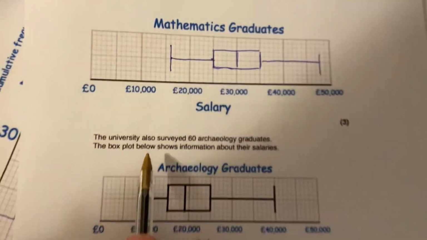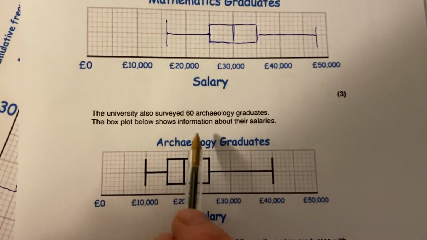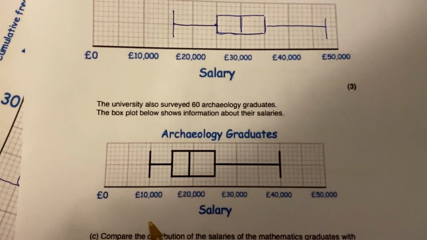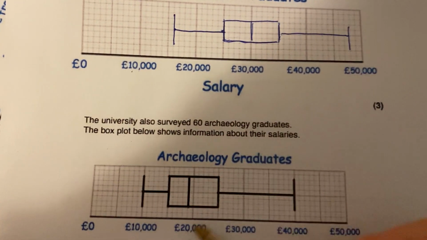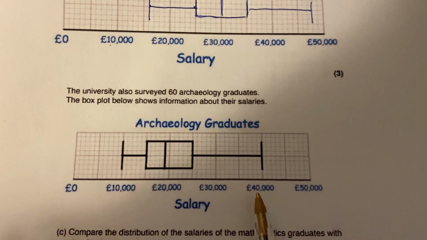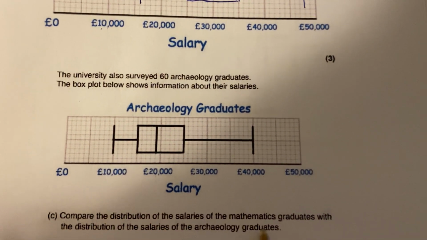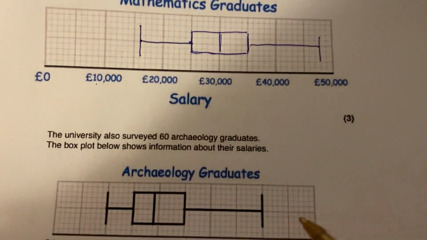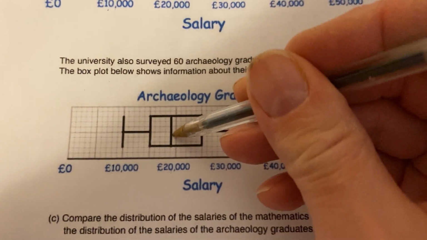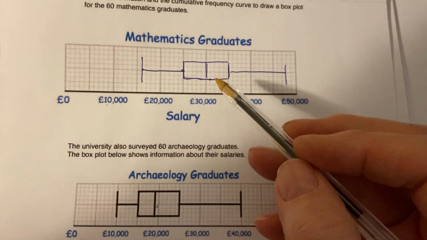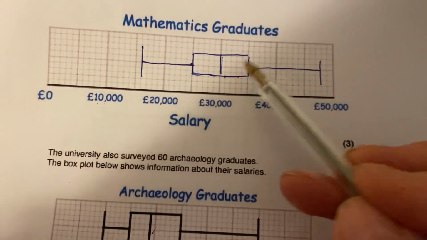Okay. The university also surveyed 60 archaeological graduates. The box plot below shows this information. Now, okay, it's sort of in line. Yeah, if this was expanded bigger, it would be even better. Compare the distribution of salaries. Well, one thing you could say is, first of all, the median here is 30, whereas here it is 19,000. So on average, the median value for maths is higher at 30. So you could say that.